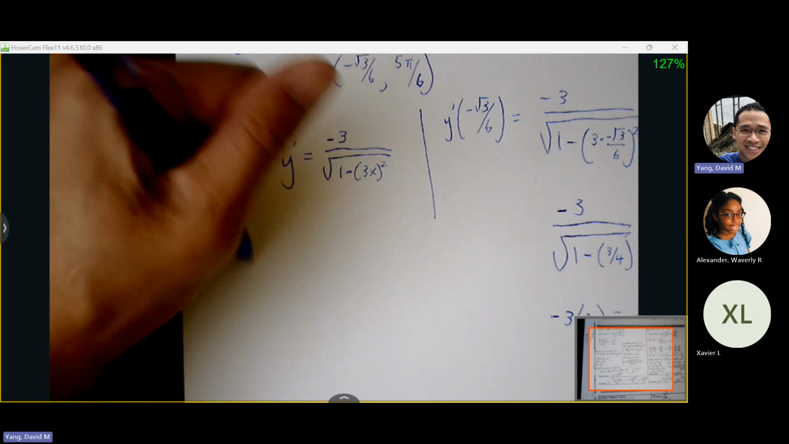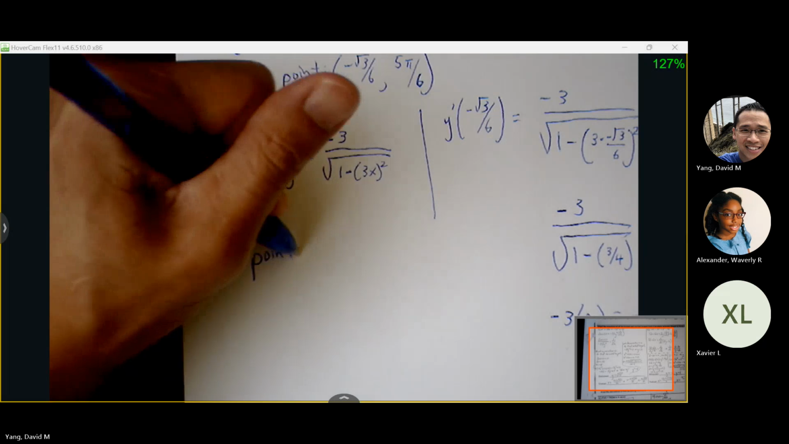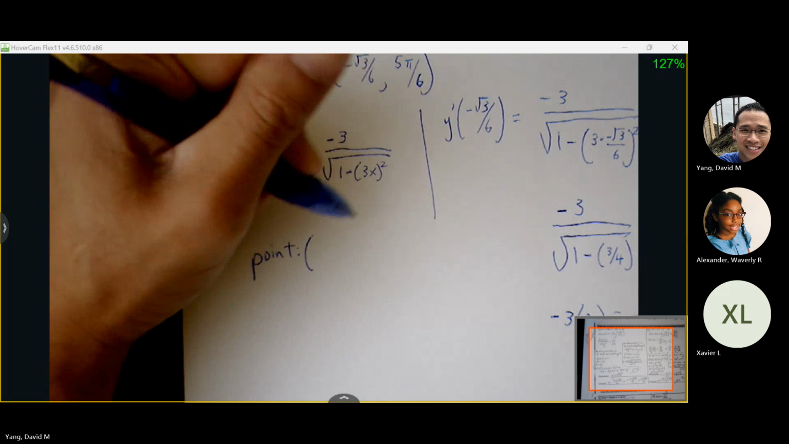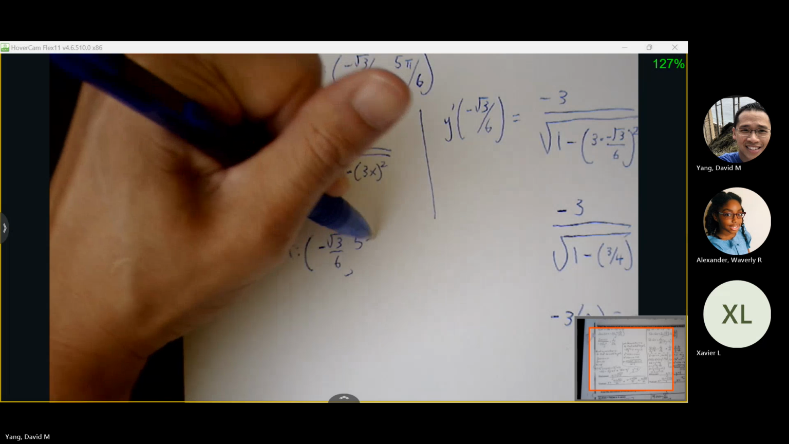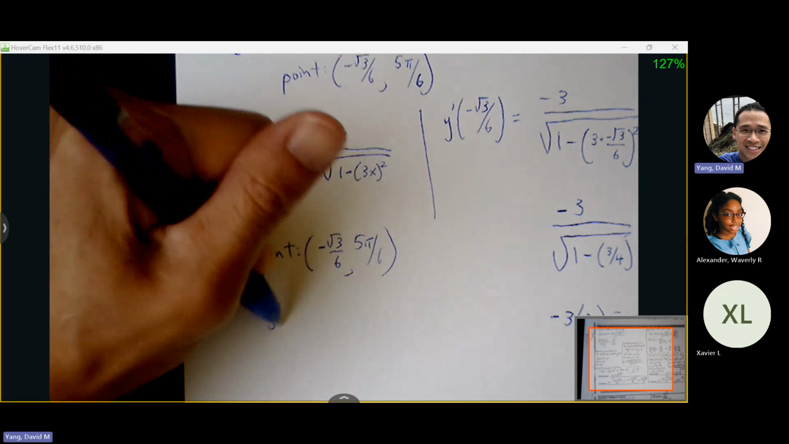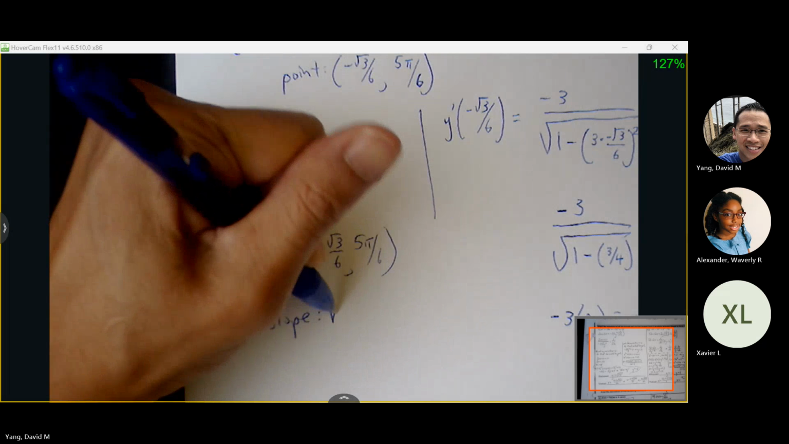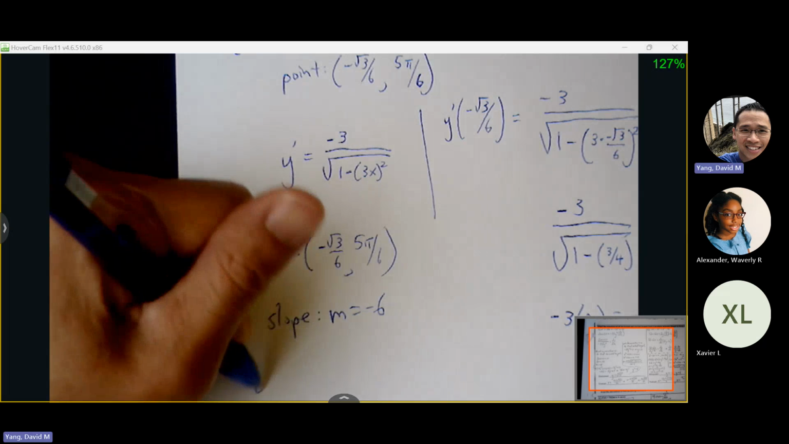So I have my ordered pair. I have my slope. And now point slope form.